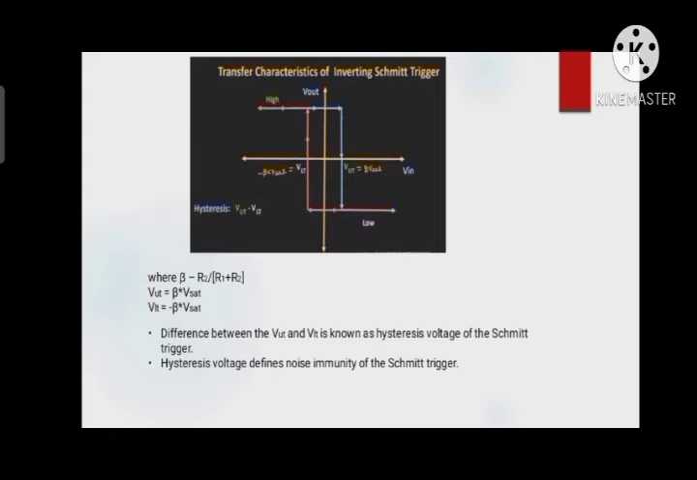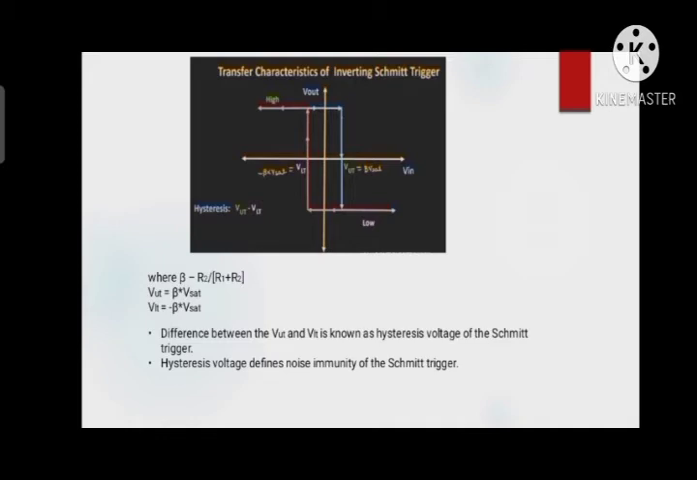First, whenever our input voltage is less than the upper threshold voltage, the output will be high, and when it crosses the upper threshold voltage, the output will become low. If we go beyond the upper threshold voltage, the output will remain low. Now, suppose the input voltage starts reducing; the output will still remain low until the input crosses the lower threshold voltage. Once the input crosses the lower threshold voltage, the output will become high.